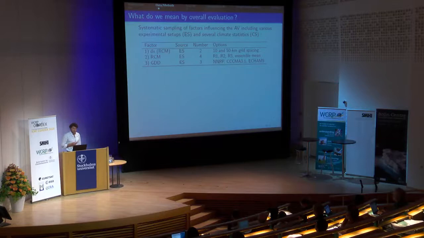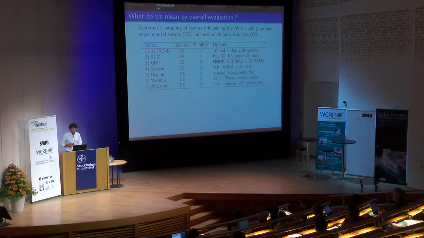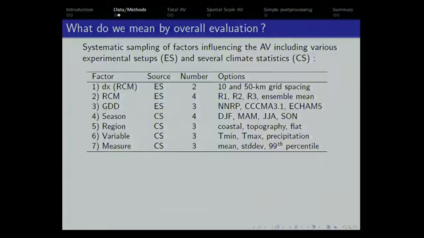This is the domain of simulation, where the large domain is the 50-kilometer domain and the small domain, the black square there, is the 10-kilometer domain. The analysis is based over the common region between the two domains, particularly over land where we have good observations. The climate statistics, or the factors that we want to study, include how this added value depends on the season we choose, which is the classic definition, and how it depends on the particular region that we are analyzing.